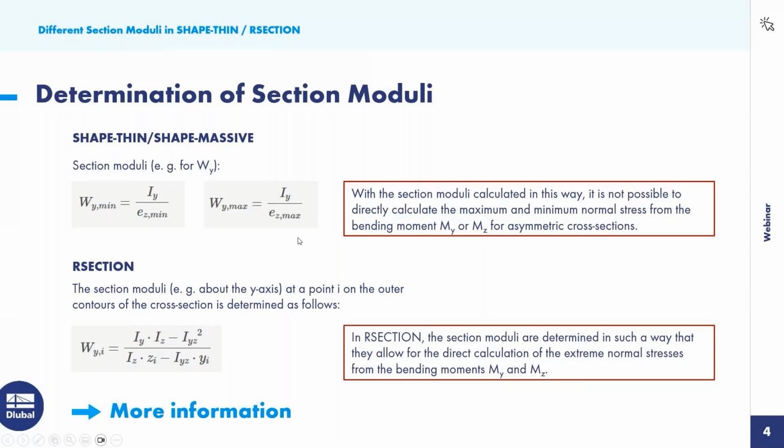What is important in ShapeFin with the section moduli calculated in this way, it's not possible to directly calculate the maximum and minimum normal stress from the bending moments for asymmetric cross sections. For symmetric cross sections, you will get the same results in both. And in RSECTION, the section moduli are determined in such a way that they allow the direct calculation of the extreme normal stresses from the bending moments. And that's the difference. That's a short overview.